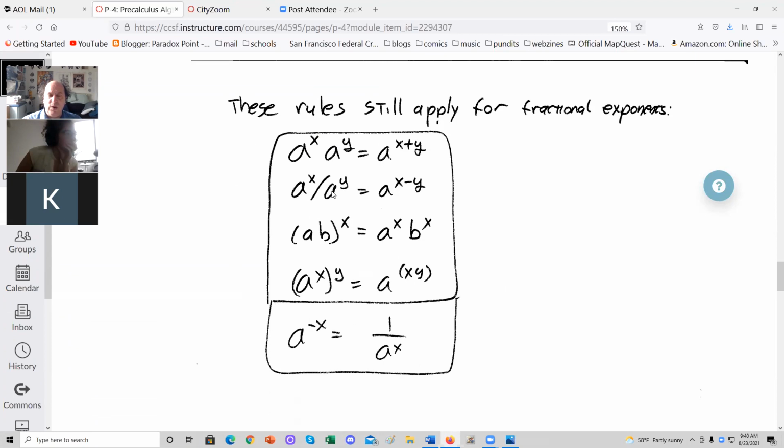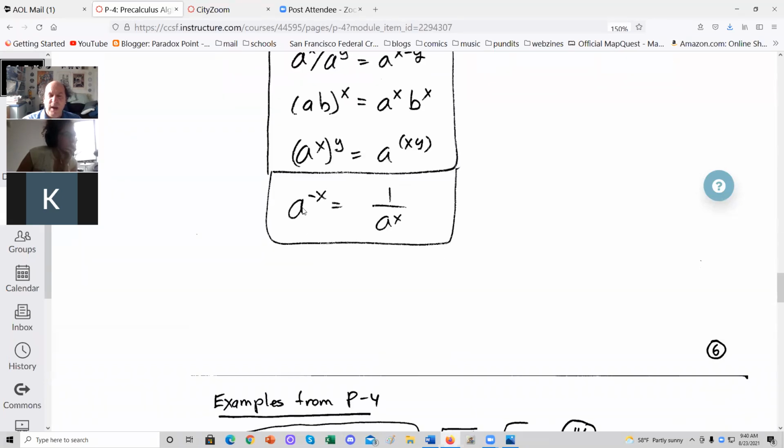If you take the ratio of powers to the same base, the exponents subtract. This is even for x and y being fractional. If you have a power of a product, it's a product of powers. Powers distribute. A power of a power is a to a product. And a negative power is a reciprocal.